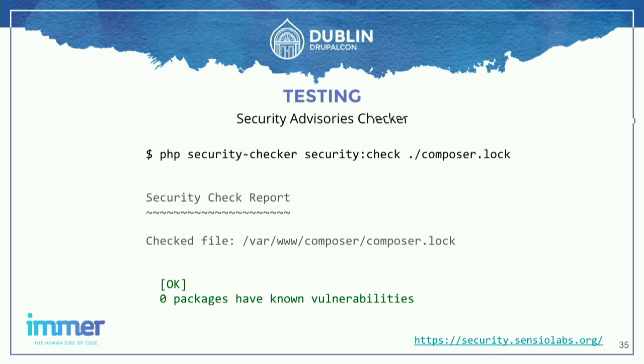The next tool is called the Security Advisory Checker, which is a really handy tool because it looks at your composer.lock file, maps that against a database of known vulnerabilities, and tells you about those known vulnerabilities if you have a package installed which has a leak inside of it.